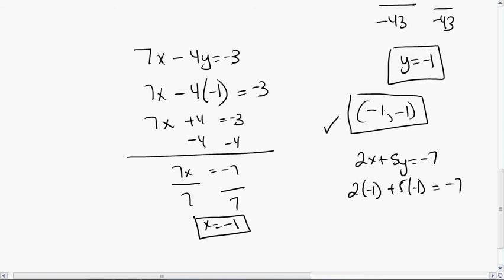This is looking pretty good. 2 times negative 1 is negative 2. 5 times negative 1 is negative 5. Does that equal negative 7? Yes, it absolutely does. Yay.